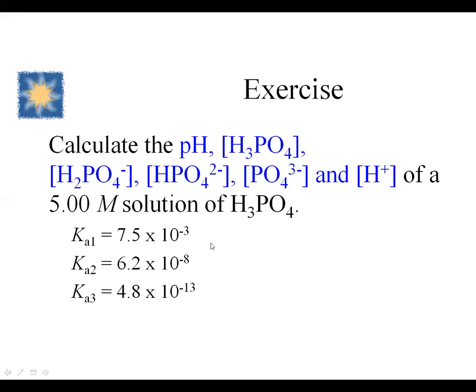This is basically for the first H plus that comes off. This is for the second H plus that comes off. And this is for the third H plus that comes off. And again, as we saw on that table, it gets much, much smaller as we continue down. So let's take a look at a calculation here just to see how it works.